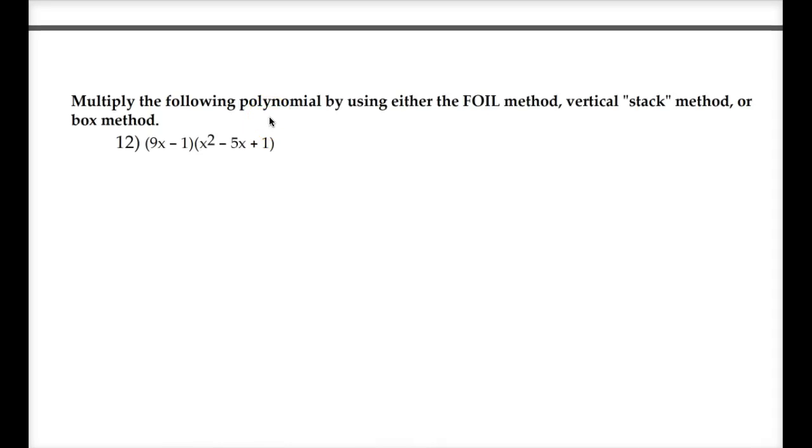All right, so for number 12, we're asked to multiply the following polynomials by using the FOIL method, vertical stack method, or box method. So I'm going to do all three just to make sure that everyone sees their way that they like to do it, okay? And the first way I'm just going to do it is by the regular FOIL method, or just distributing, okay? So I'm going to first multiply 9x times x squared, then do it by negative 5x, then do it by 1, and then turn around and multiply negative 1 by x squared, then by negative 5x, and then by positive 1.